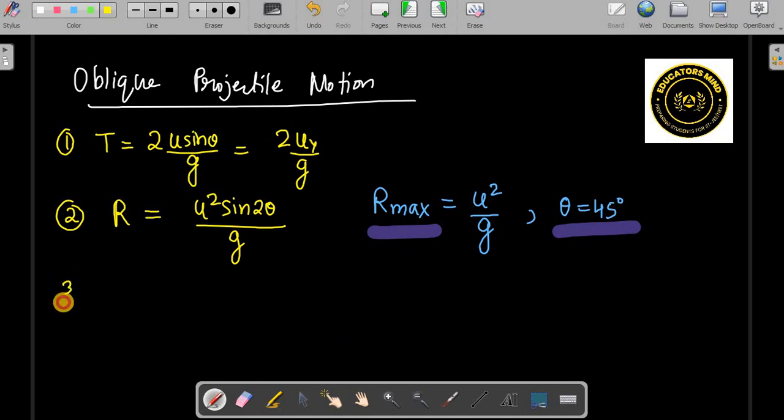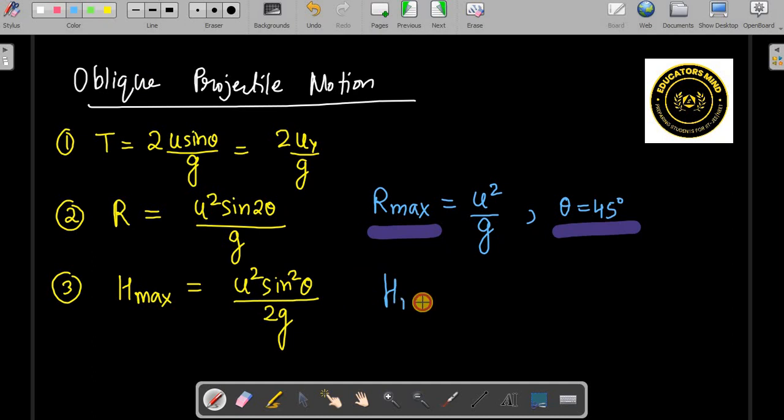Then next, H max is u square sin square theta by 2g. If you want to find the maximum height, H max will be maximum when it is u square by 2g. That means sin square theta is going to be 1, that means theta is equal to 90 degrees. These are two different conditions: one for the maximum value of H max, and the other for the maximum value of range.